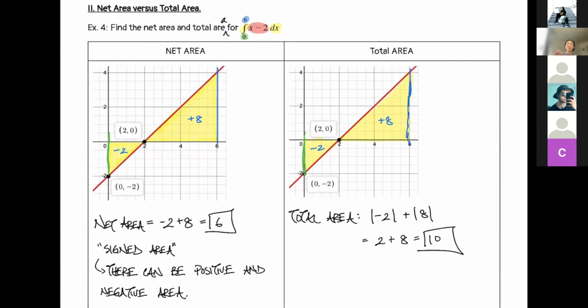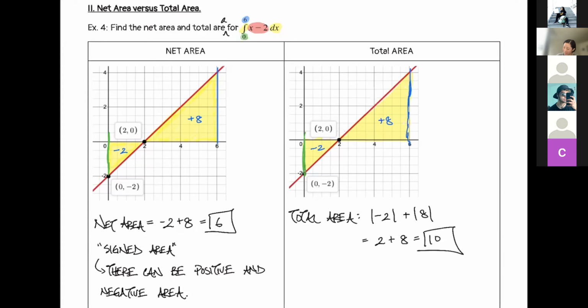There we go. Okay. So the net area is sometimes referred to as signed area, meaning that if there's more negative than positive, the overall net area will be negative. If there's more positive than negative, the overall net area will be positive. However, with total area, we're always going to get a positive number. Okay, the total area just means how much area is there. I don't care if it's positive or negative. I just care that it's there, okay, or that it exists.